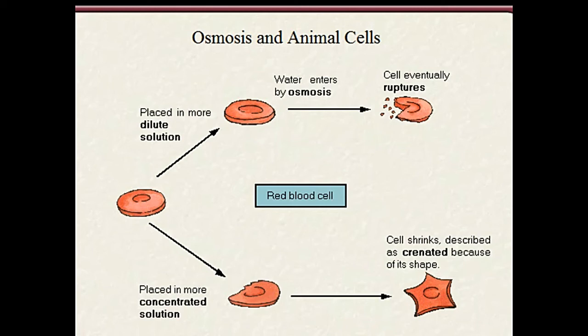In an animal cell, when a red blood cell is placed in pure water, it gains water osmotically, by osmosis, and finally ruptures. And when a red blood cell is placed in a concentrated solution, it loses water: water moves out from inside the cell to the outside, and the cell shrinks.